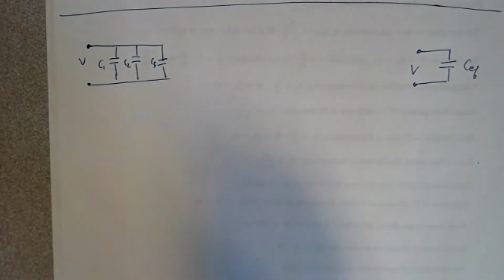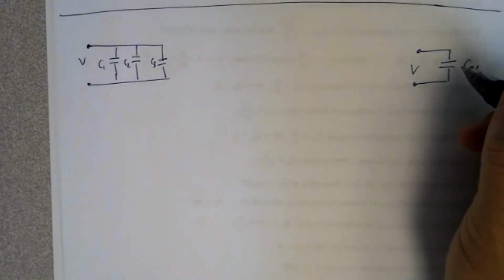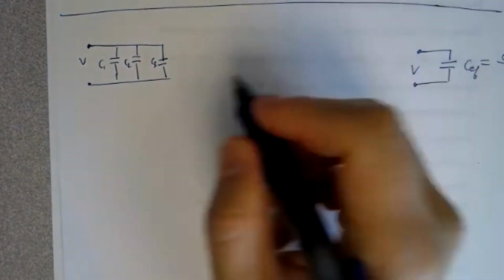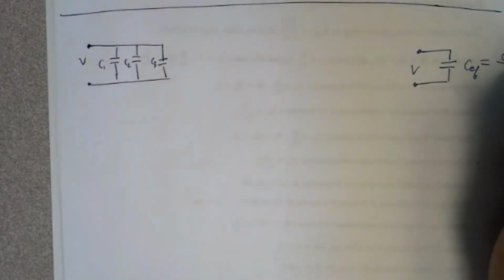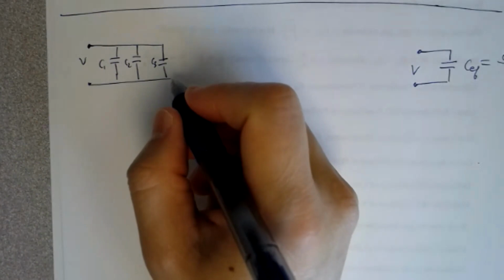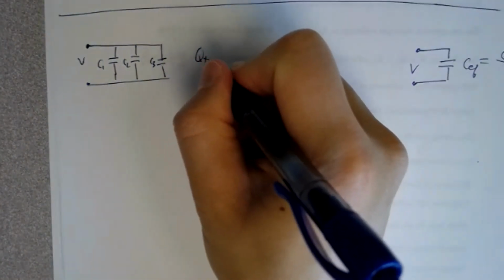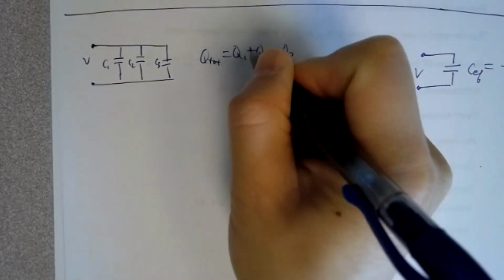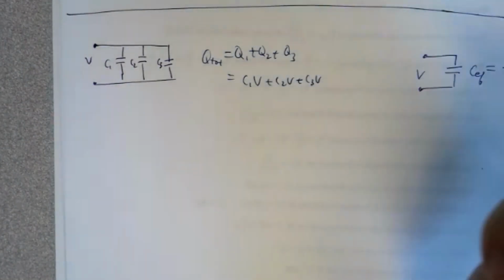For this one it will be Q total, of all the charges on one side and on the other side added up, divided by V. And Q total is equal to Q1 plus Q2 plus Q3, which is C1V plus C2V plus C3V.